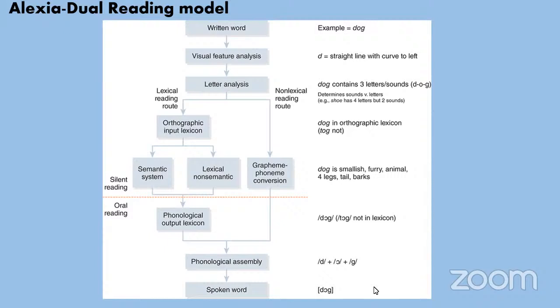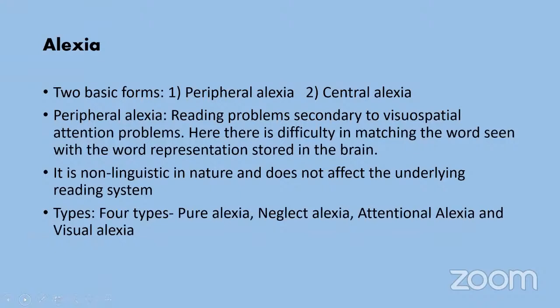So then when you enter the orthographic input lexicon, and then the semantic version is we understand the dog is a smallish, furry animal with four legs, tail, and bark. So then we know the meaning can be attached to the dog. That's what we're doing in the semantic system. And we are pronouncing, meaning we are giving sounds to this inner meaning and generating the spoken word. So we will understand this.